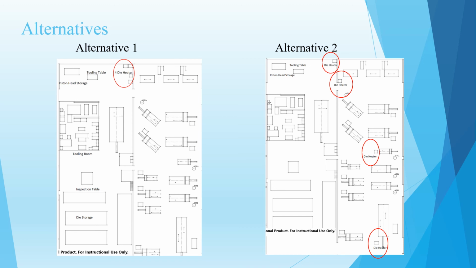In order to eliminate the waste of movement during the setup process, we suggest moving the tooling table and piston head storage to the open space in the upper left corner in the facility, with the recommendation to use a die heater to preheat dies.